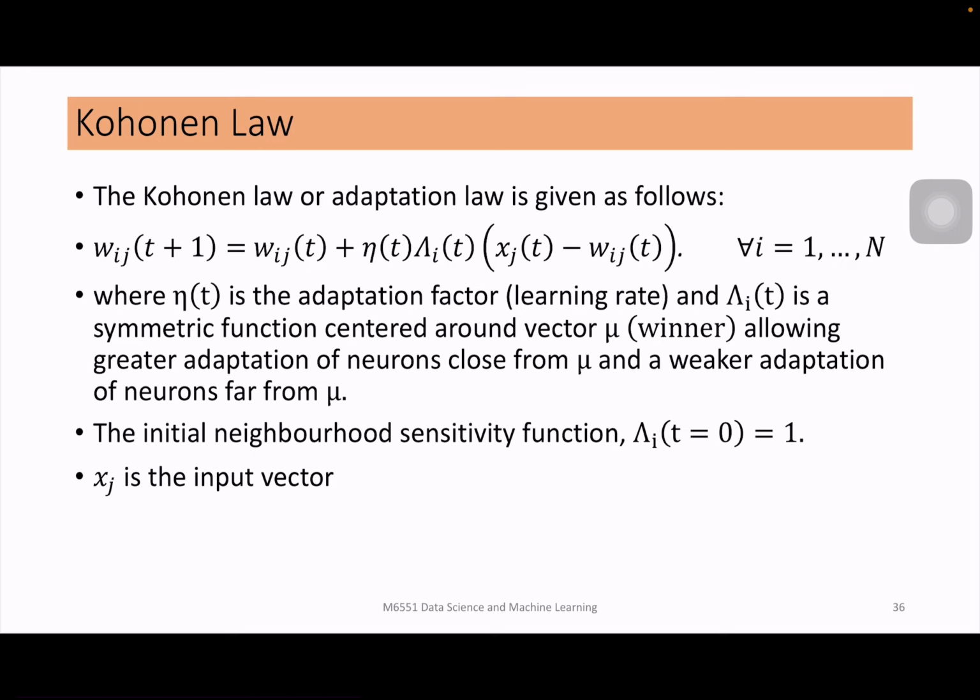The Kohonen law, or adaptive law, is given by Wij(t+1) equals Wij(t) plus eta(t) times h(t) times (Xj(t) minus Wij(t)), where eta(t) is the adaptive learning rate vector, and h(t) is the symmetric function centering around vector mu, allowing greater adaptation of neurons close to mu, and weaker adaptation of neurons far from mu. The initial neighborhood sensitivity function equals 1, where Xj is the input vector.